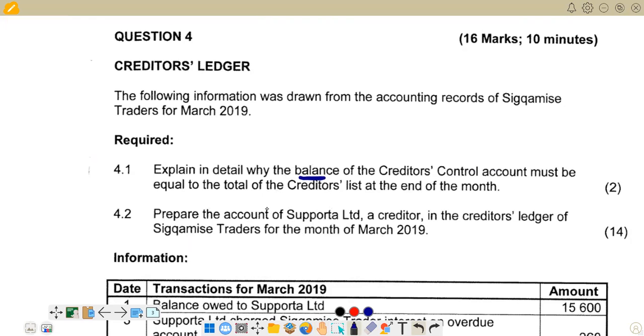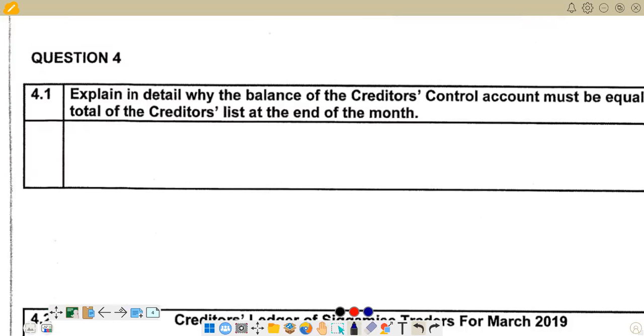So this is what we have. We go to the other section and try to summarize the reasons. We can also give a reason that the creditors control account comes as a summary of the creditors ledger. When we are posting to the control account, we post total amounts from the journals, whereas in the creditors list, we post individual amounts. But basically at the end of it, we should have the same balance.